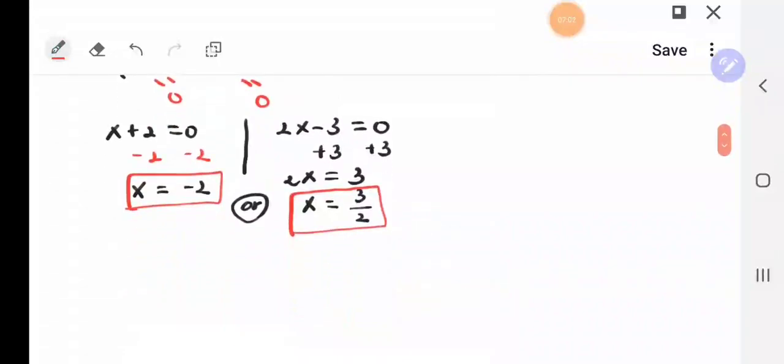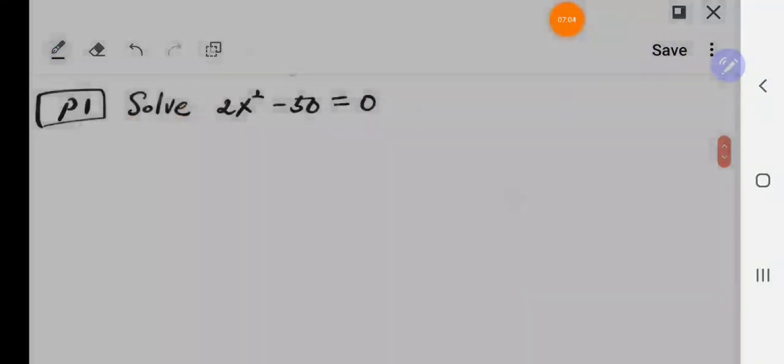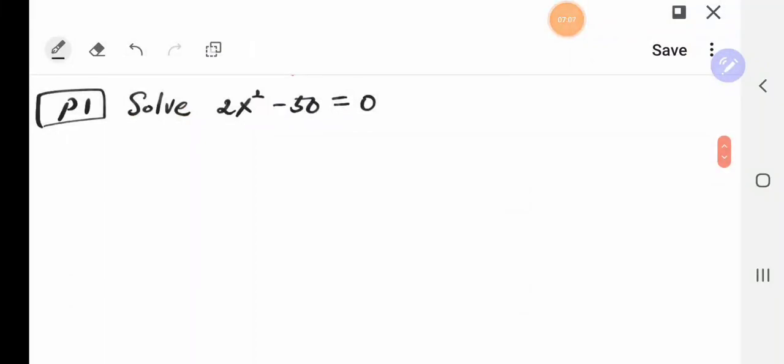Okay, let's try another one. This is problem number 1. This one is already written in the standard form because the right side of the equation is 0, and we have a binomial on the left side. It looks like a difference of squares because we have x squared. So let's factor out the greatest common factor from the left-hand side. 2 is the common factor, then this will be 2 times x squared minus 25 is equal to 0.